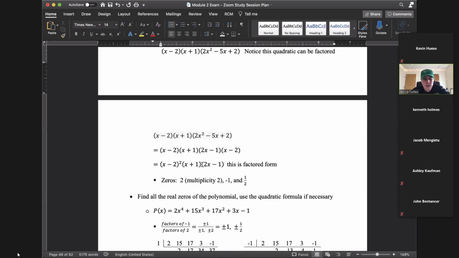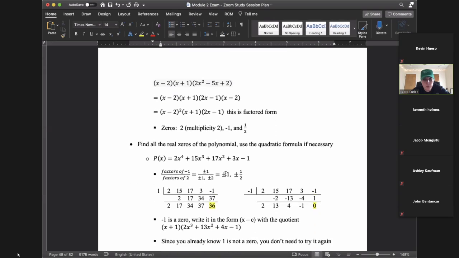This is factored form. So we know that the zeros are 2. We've got 2 as a multiplicity 2 because it occurs twice. And then we've got -1, and we've got 1/2 because 2 times 1/2 minus 1 is 0.